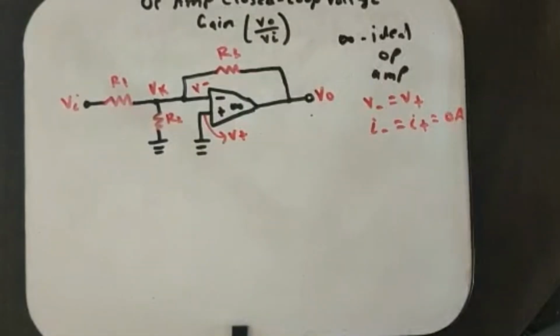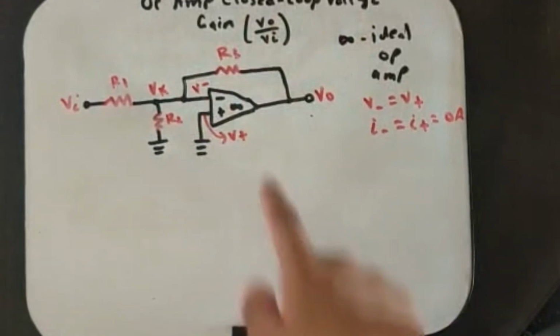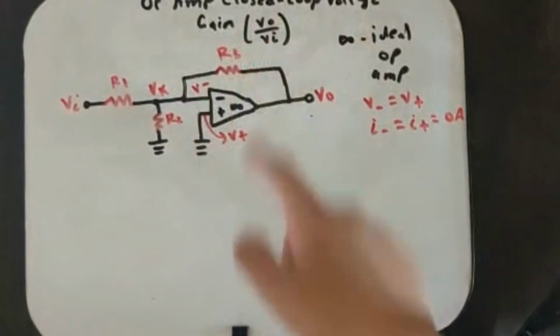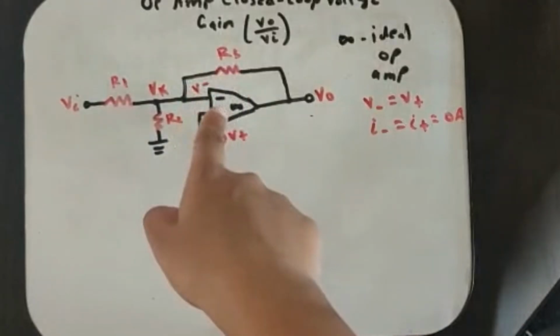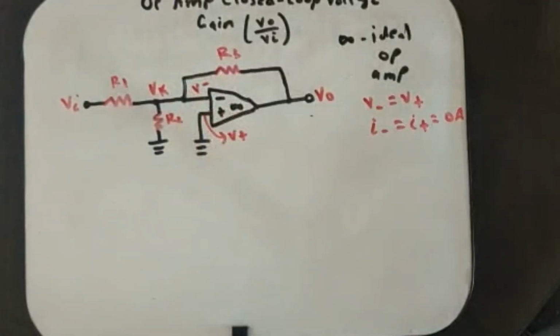And basically the reason we call it a closed loop voltage gain is because we have this negative feedback loop that is closing the circuit. It's this closed loop with this R3 resistor here, and it's a negative feedback because this resistor is connected to the inverting input terminal of the op amp. And then VO is just the output voltage that's coming from this circuit configuration.